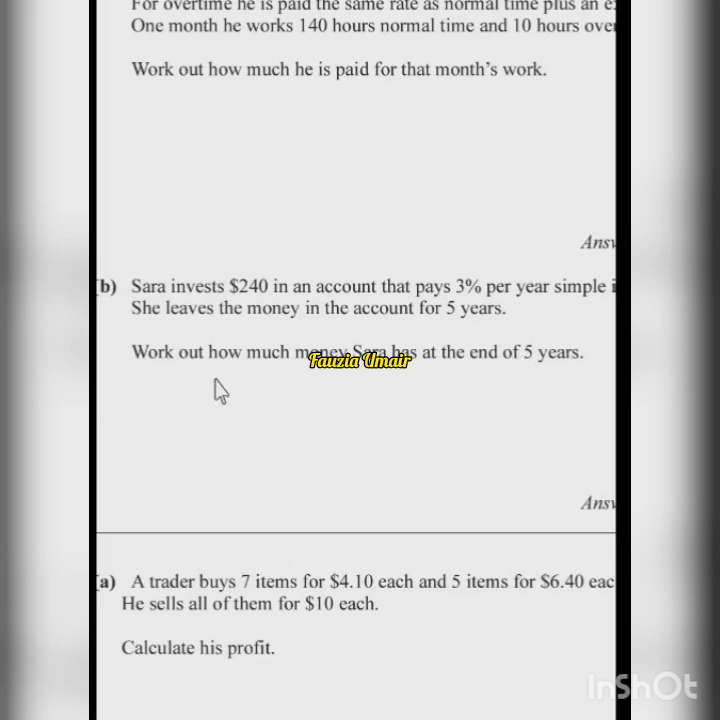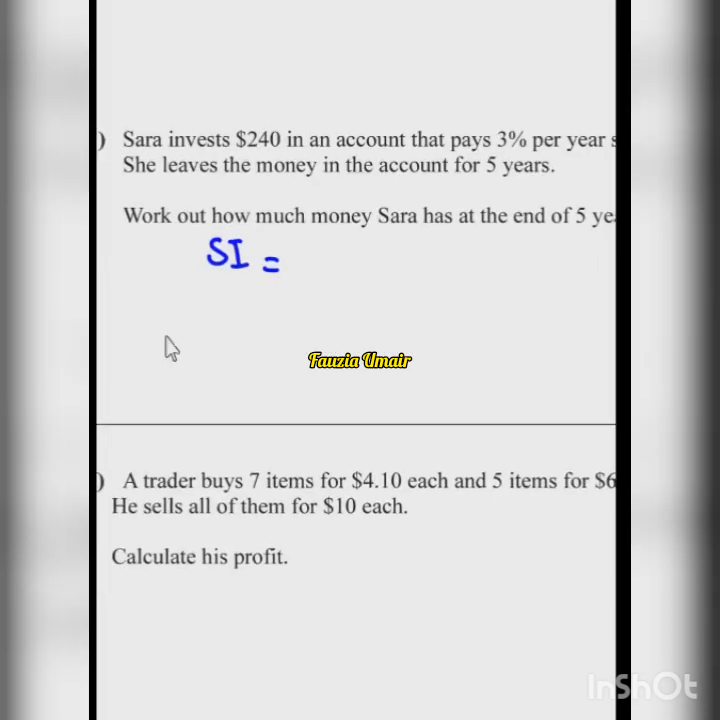Okay. So first of all, you need to calculate simple interest. So what is the formula, Amsal? What is the formula of simple interest? Principal amount, rate, time divided by 100. That's right. PRT by 100. So simply put the values: 240 is the principal amount, the rate is 3 and your time is 5.